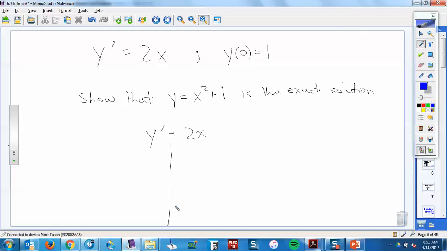But before we do that, don't forget about this. Remember, I may have you do this again tomorrow as part of a problem. So if I have y prime equals 2x and y of 0 equals 1, it says show that y equals x squared plus 1 is the exact solution. Remember the T-chart things we used to do, right? So on this side, y prime, well, if y is equal to x squared plus 1, what's y prime?